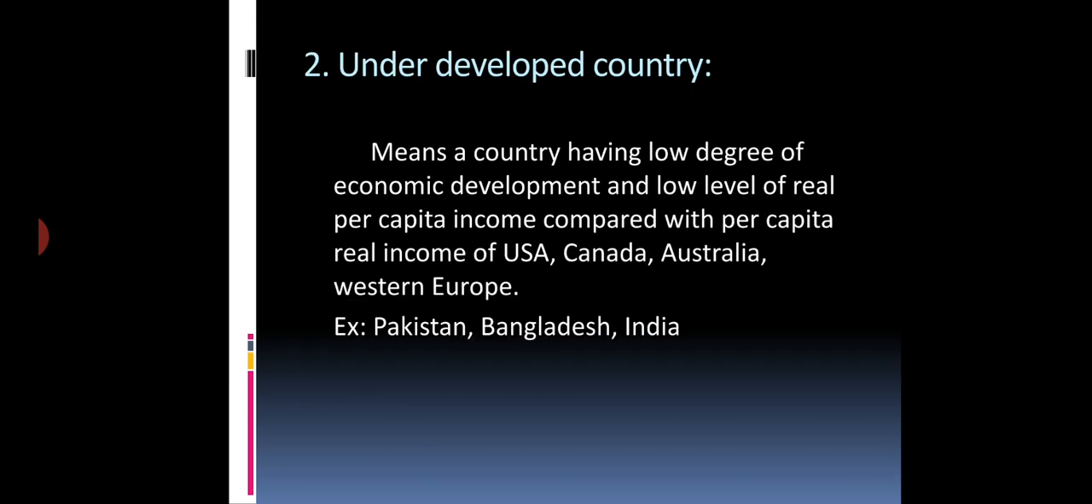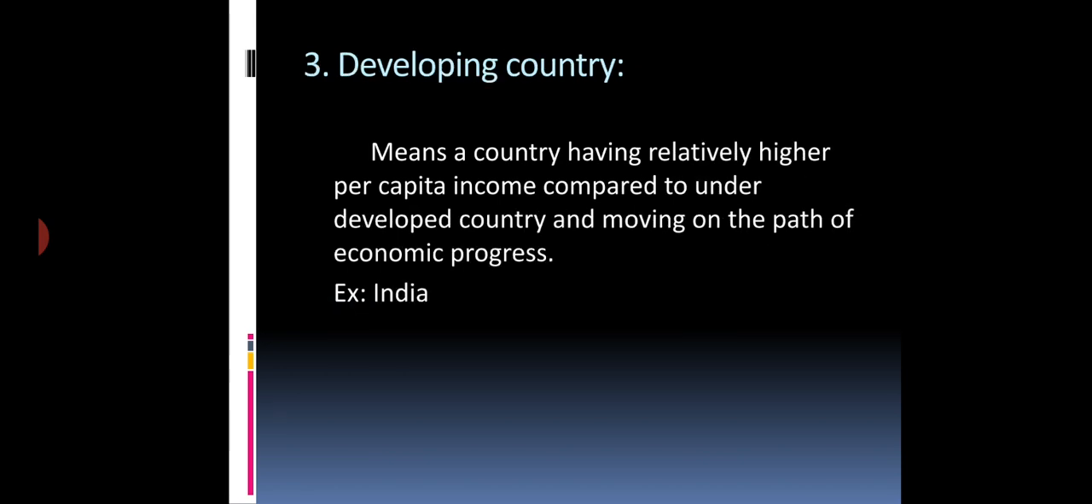Now let us understand the meaning of underdeveloped country or economy. It means a country having a low degree of economic development and a low level of real per capita income compared with the per capita real income of USA, Canada, Australia and Western Europe. Example: Pakistan, Bangladesh and India. The last one, developing country or developing economy, means a country having relatively higher per capita income compared to an underdeveloped country and moving on the path of economic progress. Example: India.